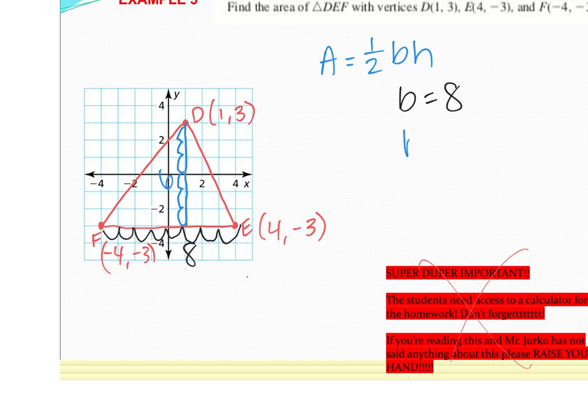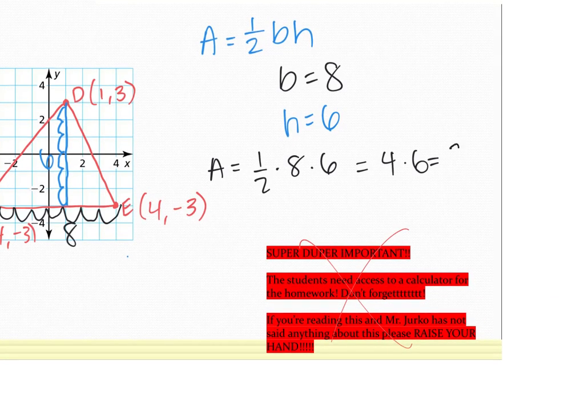So if B is equal to 8, H is equal to 6, could you figure out the area? How? Yep. 1/2 times 8 times 6. So area is going to be equal to 1/2 times 8 times 6. This will give me 1/2 times 8 is 4. 4 times 6, which is 24.